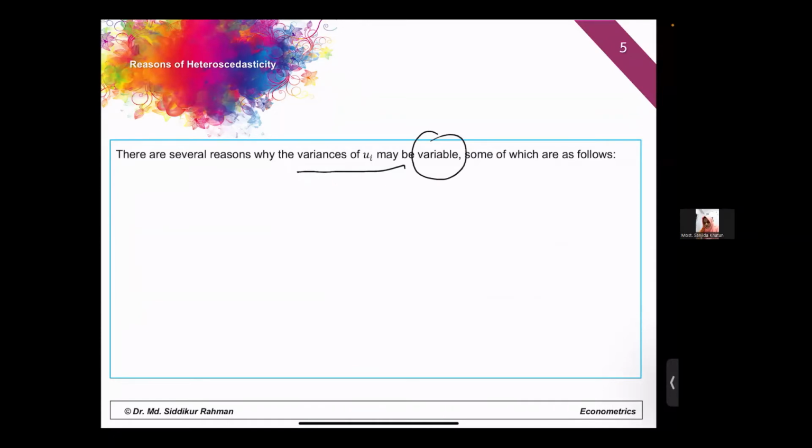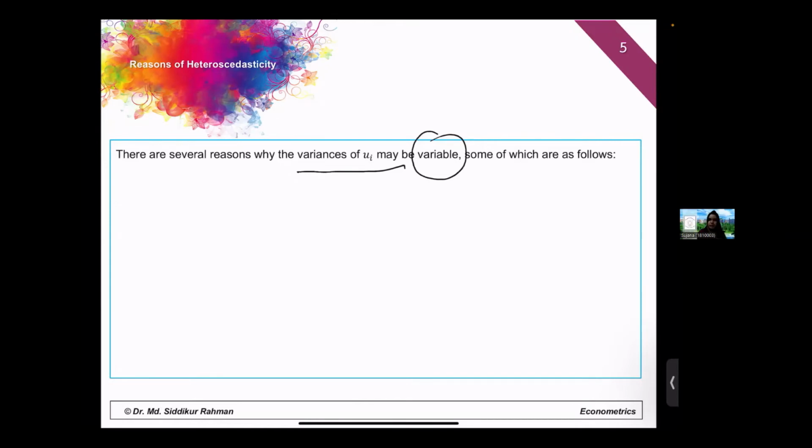I request you, when you are going to talk, I think some three or four people are intending to talk together, and that is not a good thing. Try to give the floor to another friend. So I repeat again, what do you mean by this sentence? The variance of error may be variable.